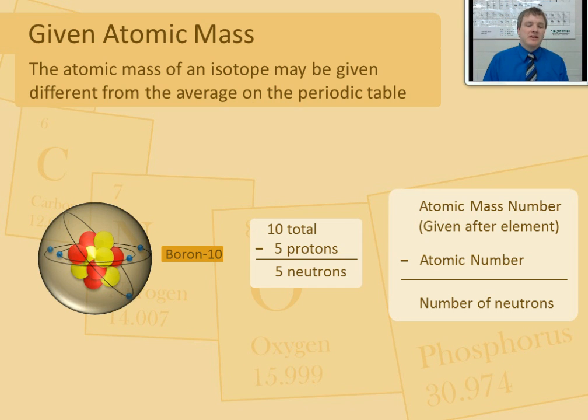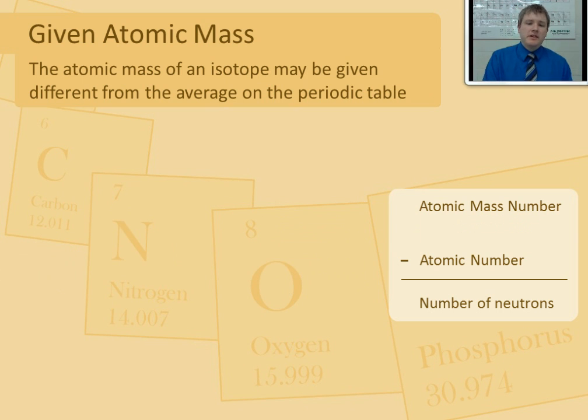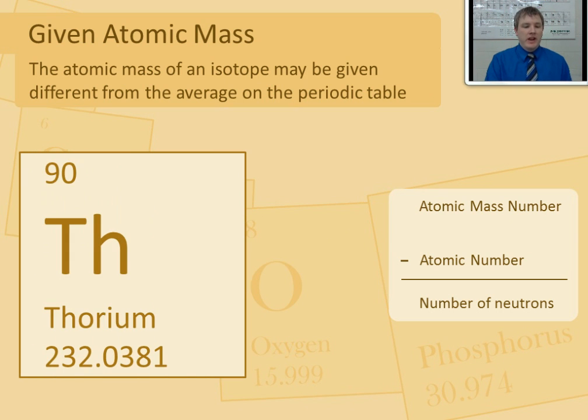Let's do another practice example of each of these two scenarios where, number one, you're just asked to find the atomic mass given the information on the periodic table, and then number two, when you're given the atomic mass and you have to find the number of neutrons. We're going to use a different element for this, a radioactive element known as thorium.